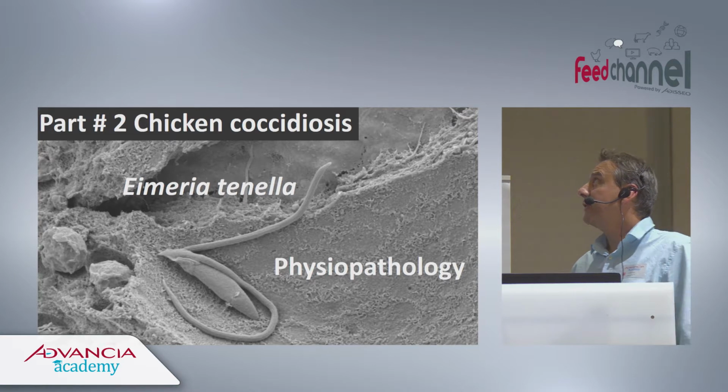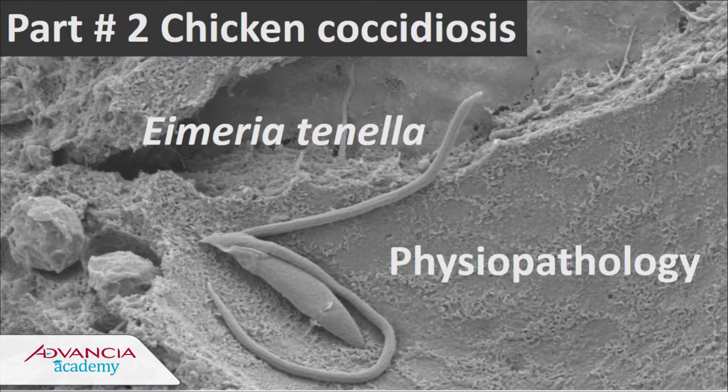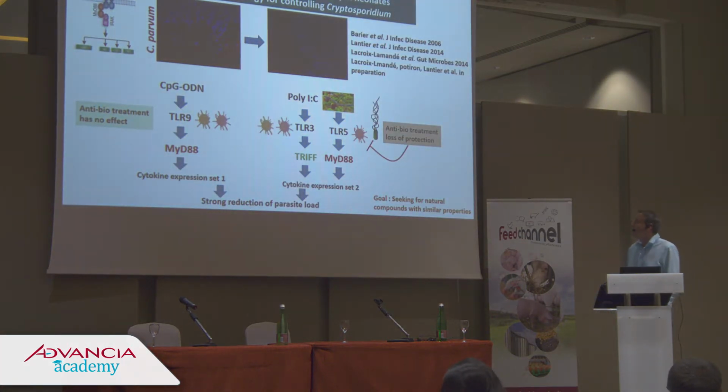I will now jump to the second model, coccidiosis. It's just a picture of sexual stages, a flagellated male that will try to find a female to make an oocyst.